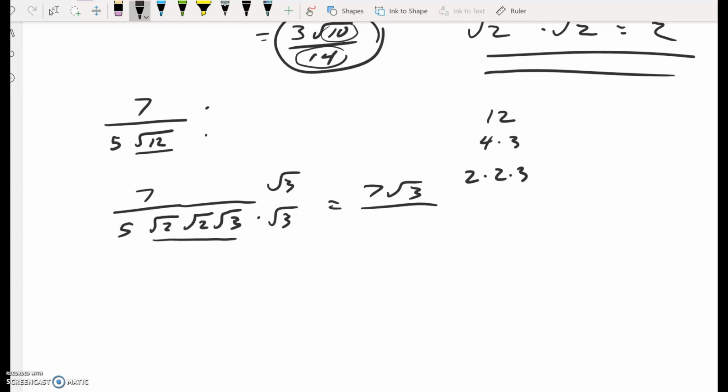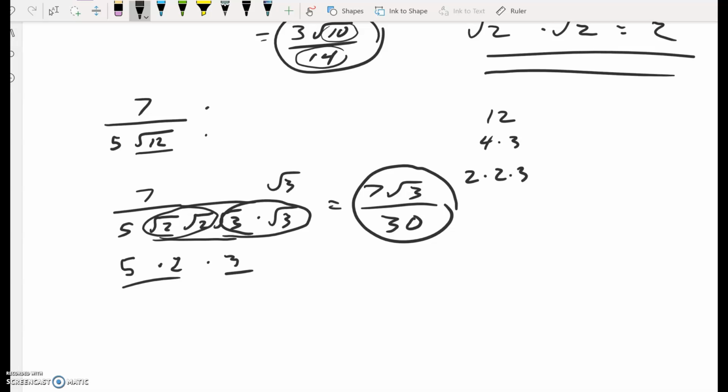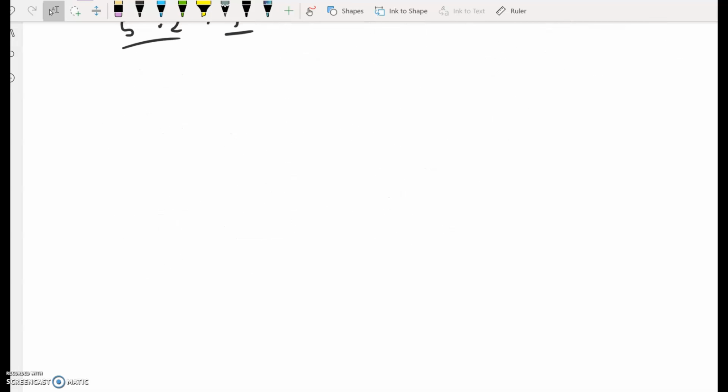Now on the bottom, what do we have? We've got 5 times a regular 2 times a regular 3. That's 10 times 3, that's 30, and we're done. There's no canceling. The 3x and the 40 don't cancel.